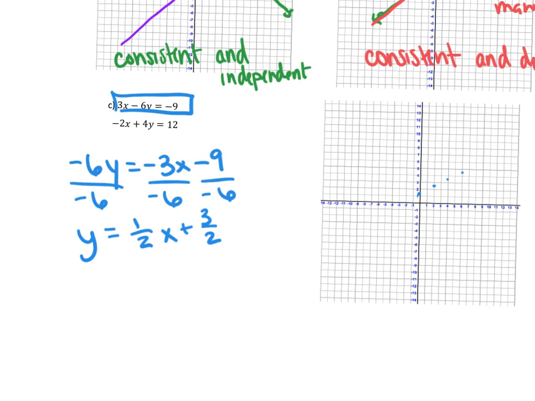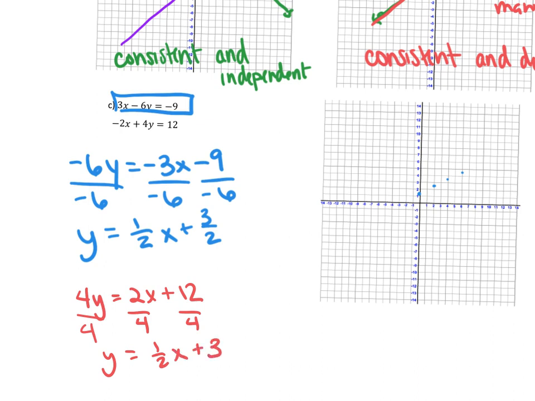The second line says get y by itself. So 4y is equal to 2x plus 12. Divide everything by 4. And I get y is equal to 1/2 x plus 3. So 1/2 x plus 3, up 1 over 2, up 1 over 2, up 1 over 2.